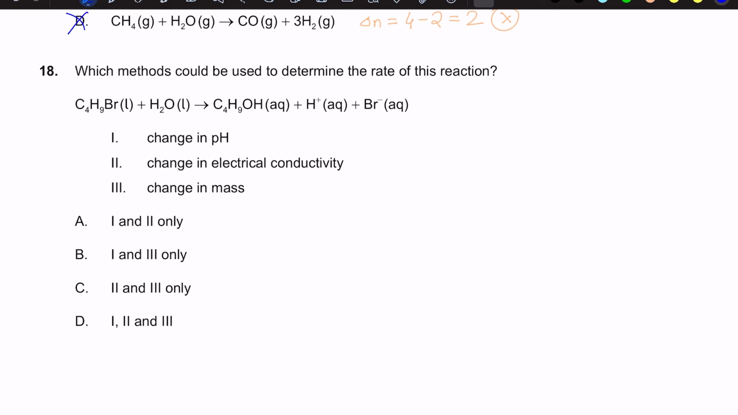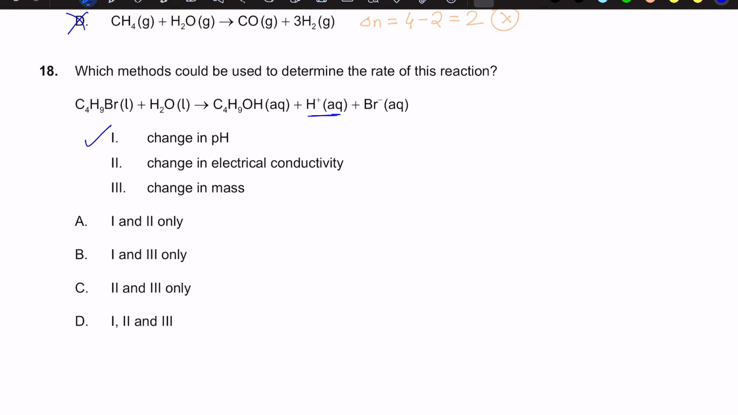Moving to the next one. Which methods could be used to determine the rate of this reaction? Okay, alright. So in this reaction, H plus ions are formed. That means what? Your pH will be changing. Yes. If pH is changing, we can track the change in pH with time, how the pH is falling with time, and using that we can get the rate. So the first one can be used to determine the rate of this reaction.